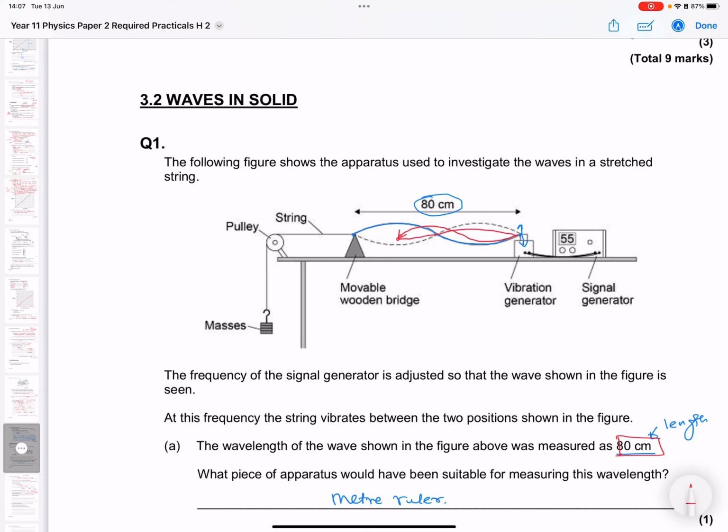So smaller than that. In order to accommodate that, you can either move this wooden bridge to the right, or otherwise you can increase the tension by increasing the number of masses, or add a stack of masses onto this.